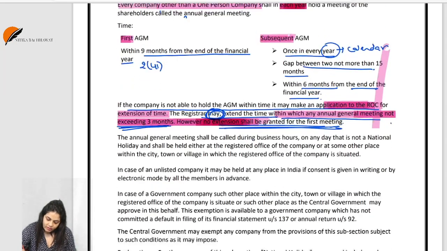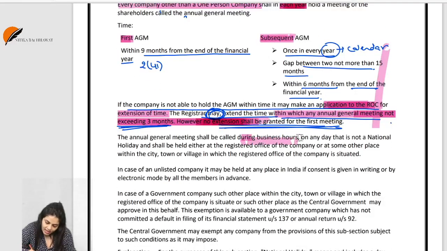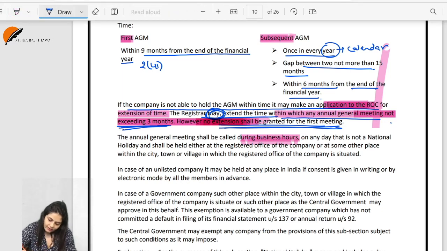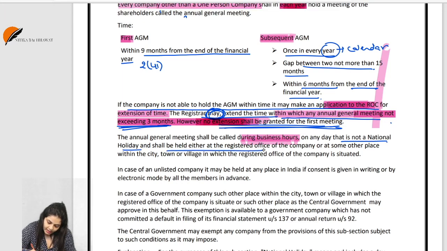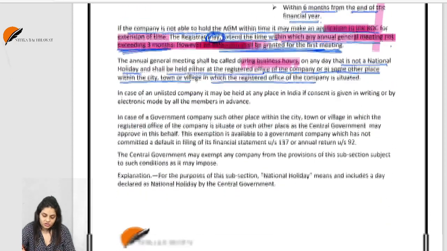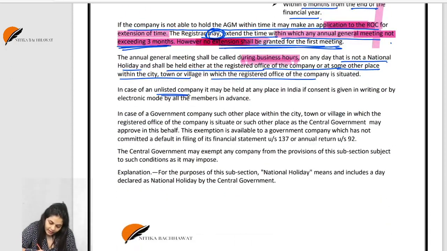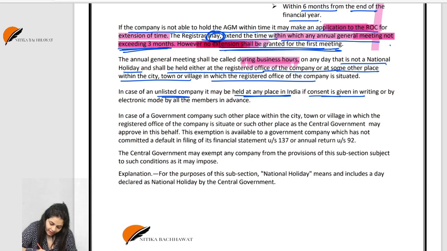So, the annual general meeting shall be called during business hours on any day which is not a national holiday and held at the registered office or some other place within the city, town or village where the registered office is situated. In case of an unlisted company, any place in India, if consent is given in writing or electronic mode by all the members in advance, right?